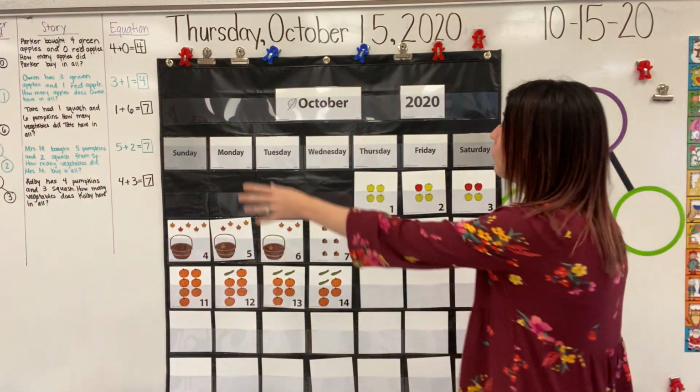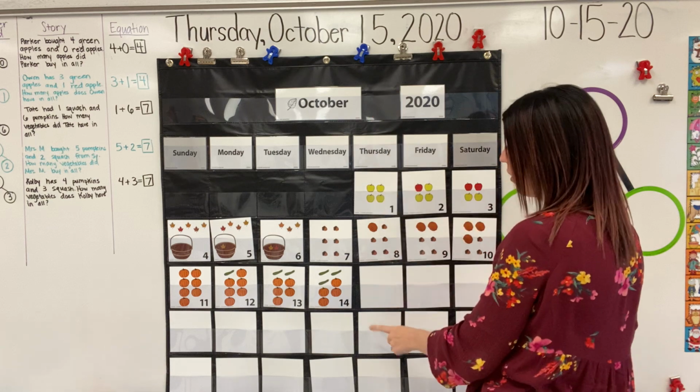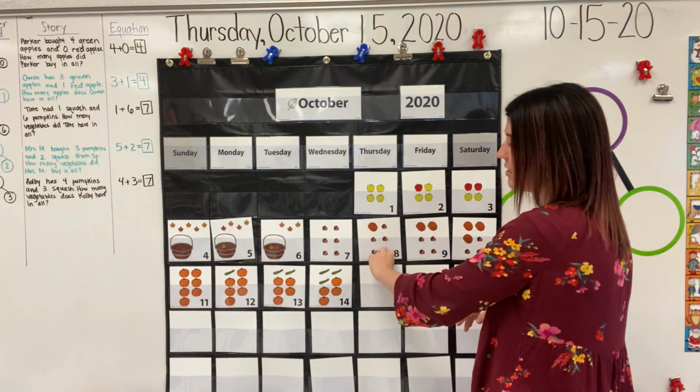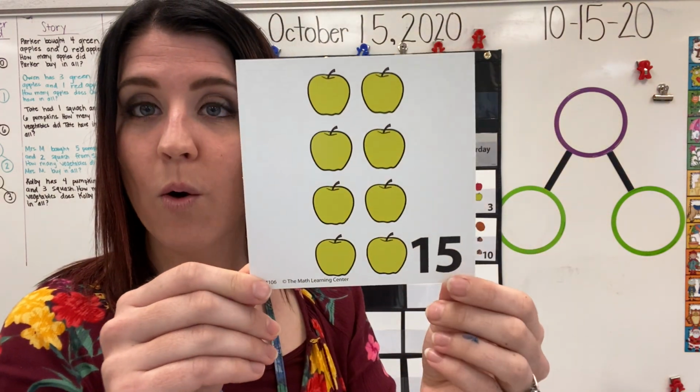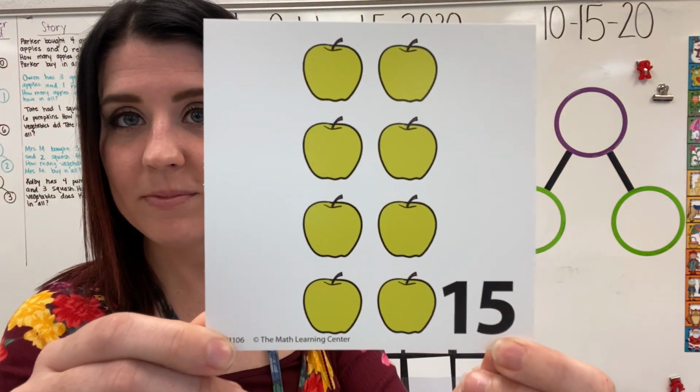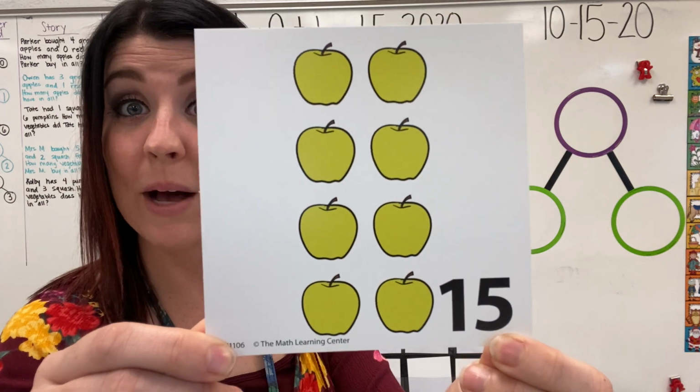All right. Are you ready to see what is on October 15th's card? Here we go. Do you think it's still going to be pumpkins? What do you see? That's right, there's apples. And how many apples?